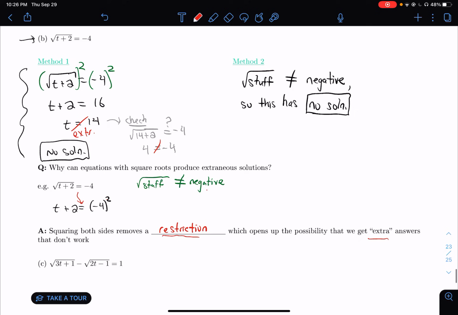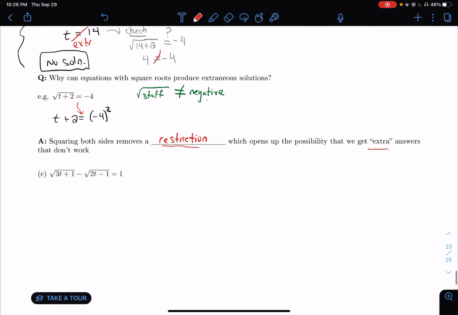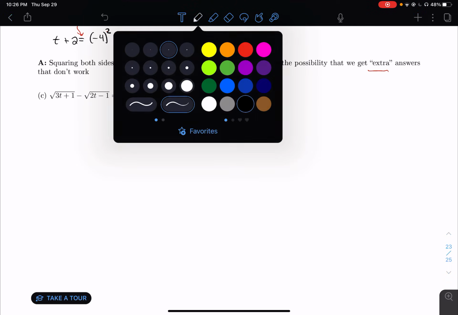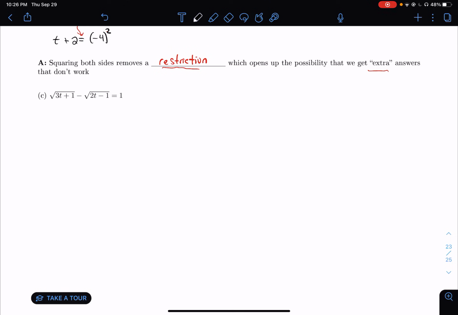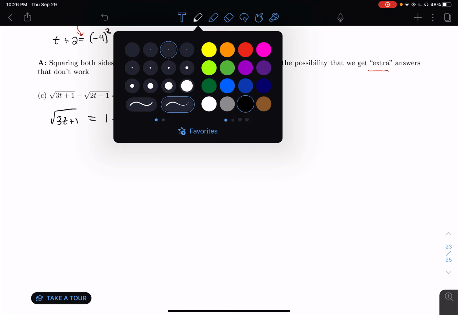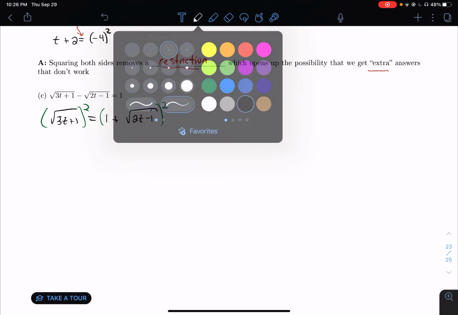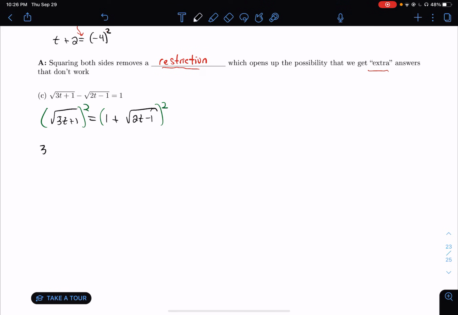All right, so let's take a look at one more example here. All right, so part C, I got 2 square roots this time. So I'm going to start this one off by isolating one square root. Okay, so maybe I'll isolate the square root of 3t plus 1, and I'll move the other one over. So I got 1 plus square root of 2t minus 1. All right, and then now let's square both sides. So square the left, square the right. So on the left, it'll get rid of the square root. I'll get 3t plus 1.